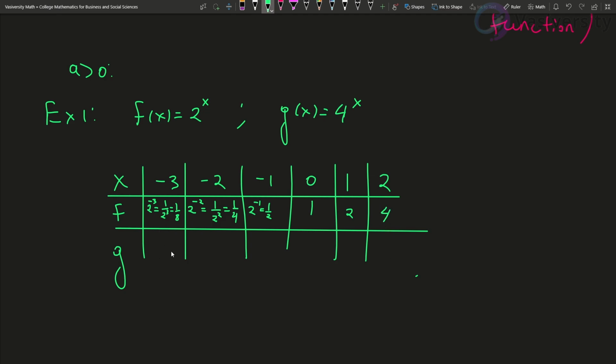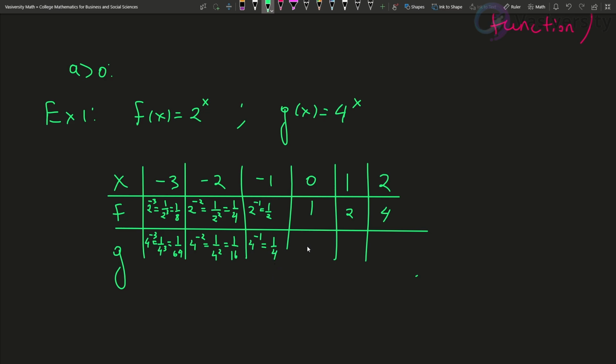How about g? For g, we're going to have 4 to the -3 equal to 1 over 4 to the 3. So 4 to the 3, 4 times 4 is 16, 16 times 4 is 64. So 1/64. How about 4 to the -2? That is going to be 1 over 4 squared, which is equal to 1/16. How about -1? So it's going to be 4 to the -1, which is equal to 1/4.